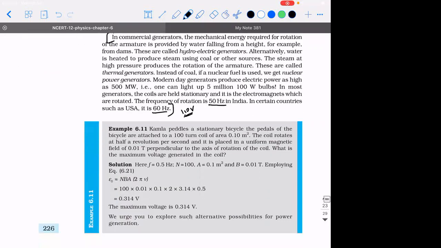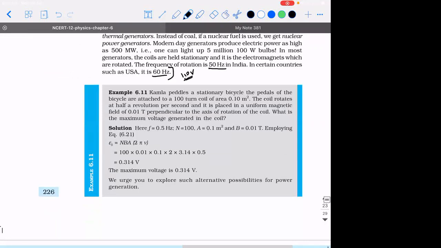Sir, one doubt, sir. Please tell me. Sir, are the voltage and frequency inversely proportional? How do you say that? Sir, you said so, sir. In India, it is 50 hertz, but the voltage is 230 to 240. But in America, it's 110, but it's 60 hertz, sir.